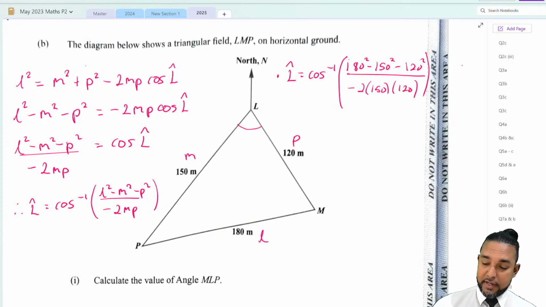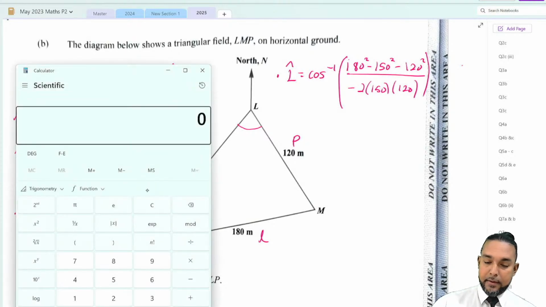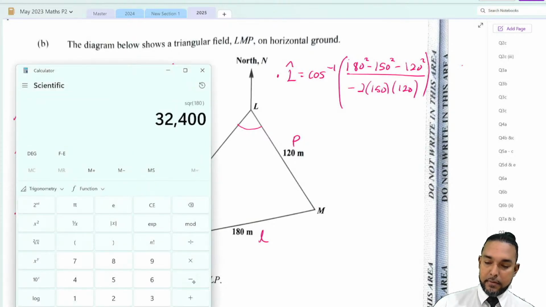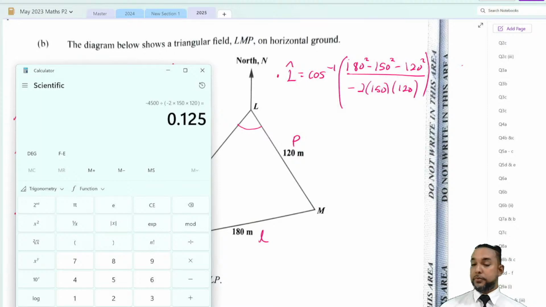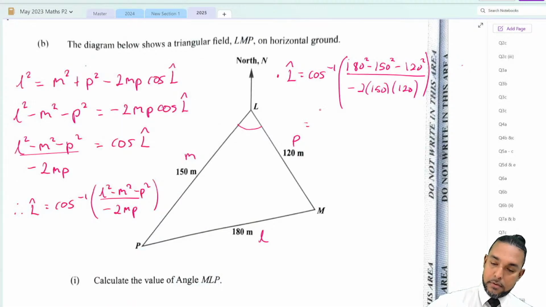Again, this is just calculator food if you know how to use a calculator. So 180 squared minus 150 squared minus 120 squared equals. Now we're going to divide that, open your brackets, by minus 2 by 150 by 120, close brackets, equals 0.1125. Cos inverse of that, which is actually exactly equal to 1/8.